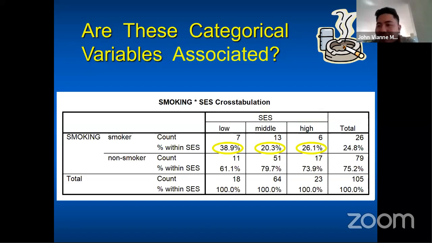Okay, so the correct answer is it's a nominal variable because it takes a binary form, non-smoker and smoker. How about SES? Is it a nominal, a ratio, an ordinal, or an interval? Okay, kindly chat me privately if you want to, please.